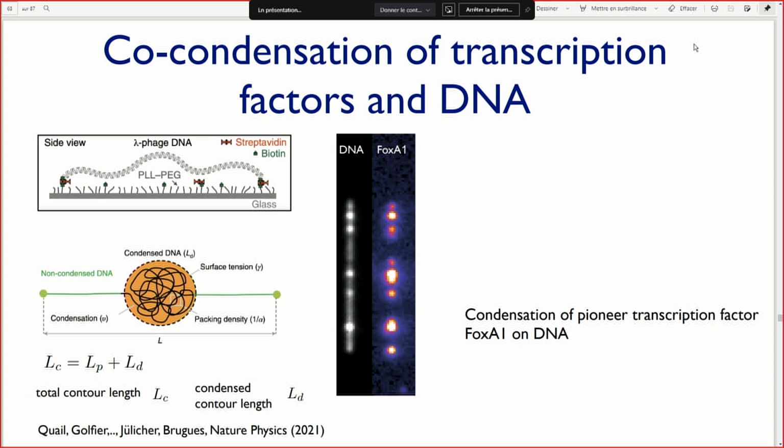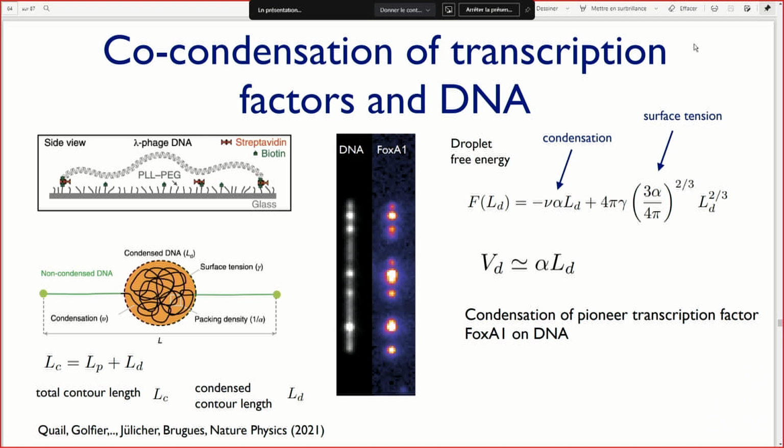And this can be discussed with very basic arguments. So I'm distinguishing here the full contour length of the DNA, which is now separated into the contour length outside the droplet and the length that is inside the condensate, LD. And one can use a very simple droplet picture to understand these experiments. So first we can write down the droplet free energy, which now depends on how much DNA is in the droplet.